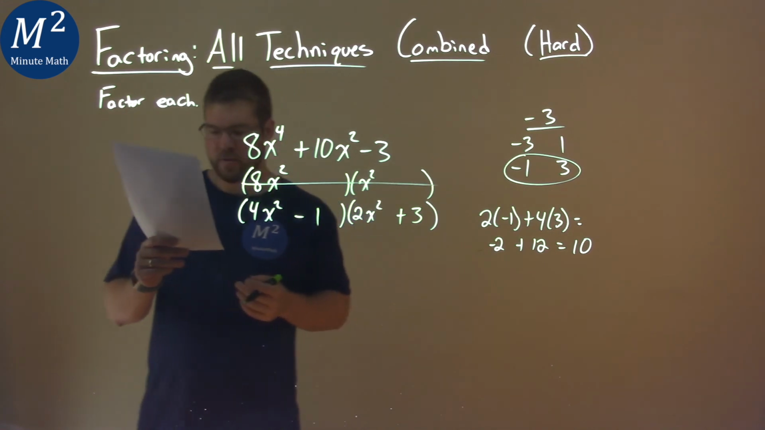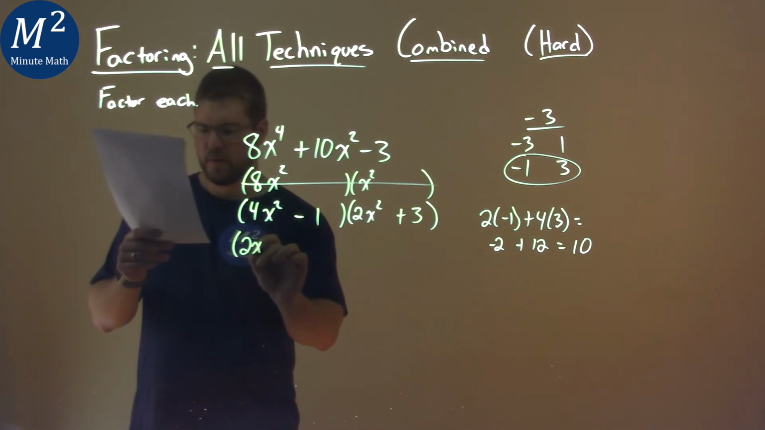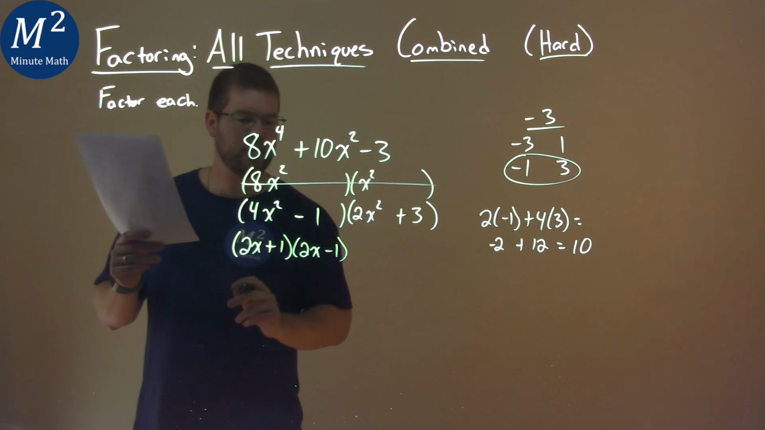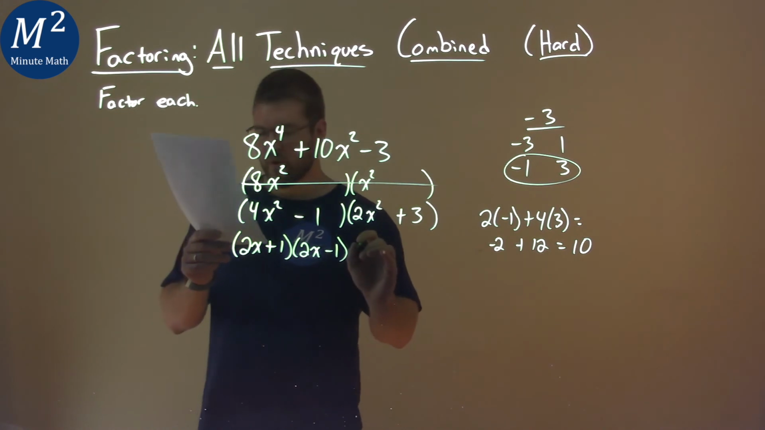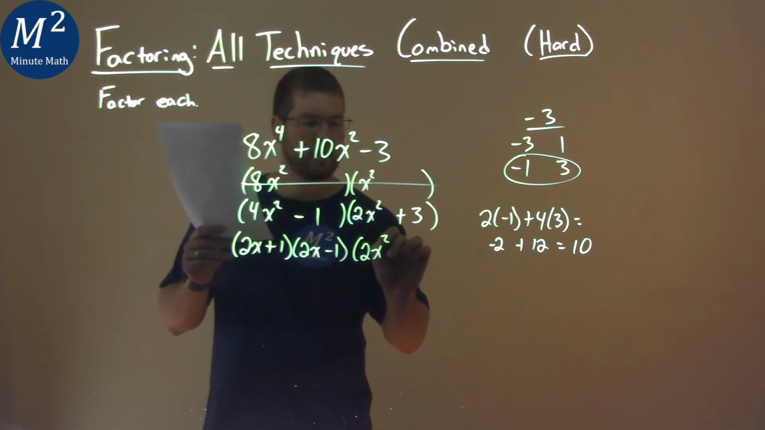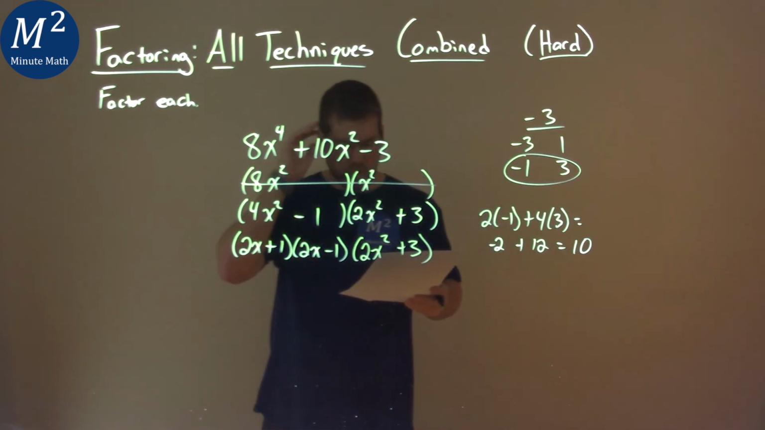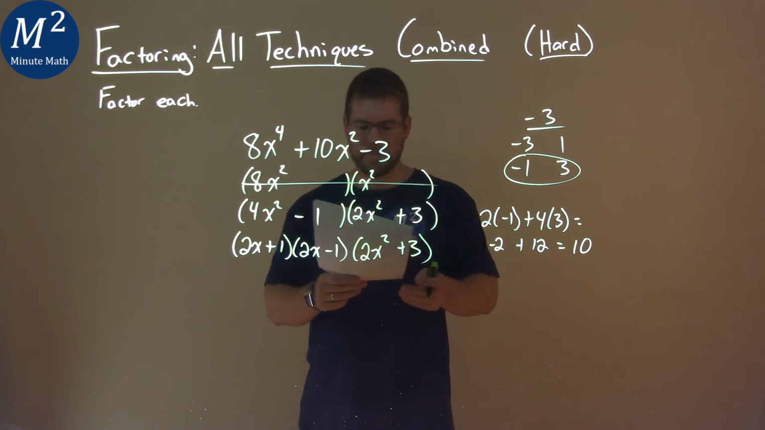Now we're actually not done. This can still factor more. This first part factors to be a 2x plus 1 times a 2x minus 1. Negative 1 times positive 1 is a negative 1. Add them together, we get a 0, that b value there. 2x times 2x, 4x squared. Bring down the 2x squared plus 3. And our final answer here is 2x plus 1 times 2x minus 1 times 2x squared plus 3.